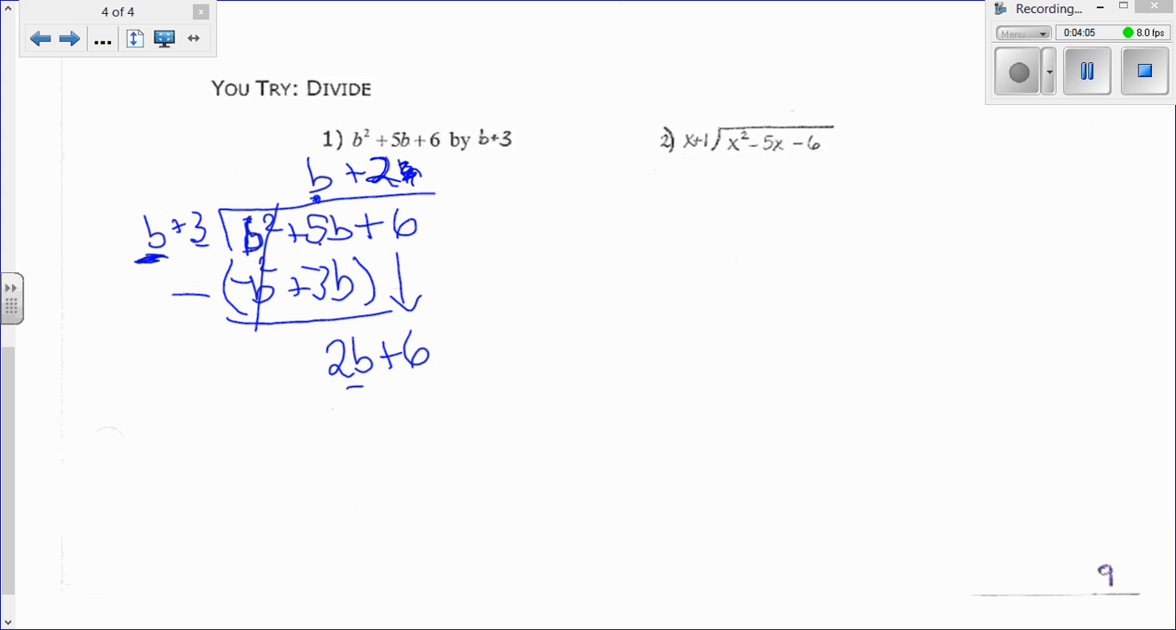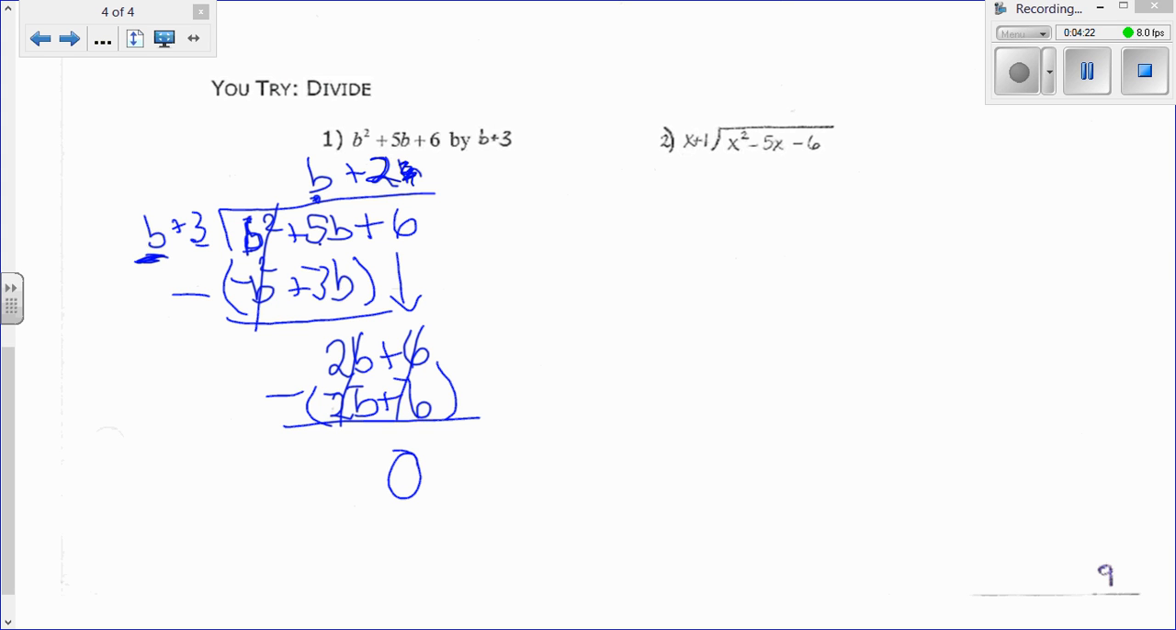So 2 times b is 2b. 2 times 3 is 6, so it's plus 6. Then when I go to subtract, everything changes to its opposite. So my 2b's cancel out and my 6 cancels out. So I'm left with 0.